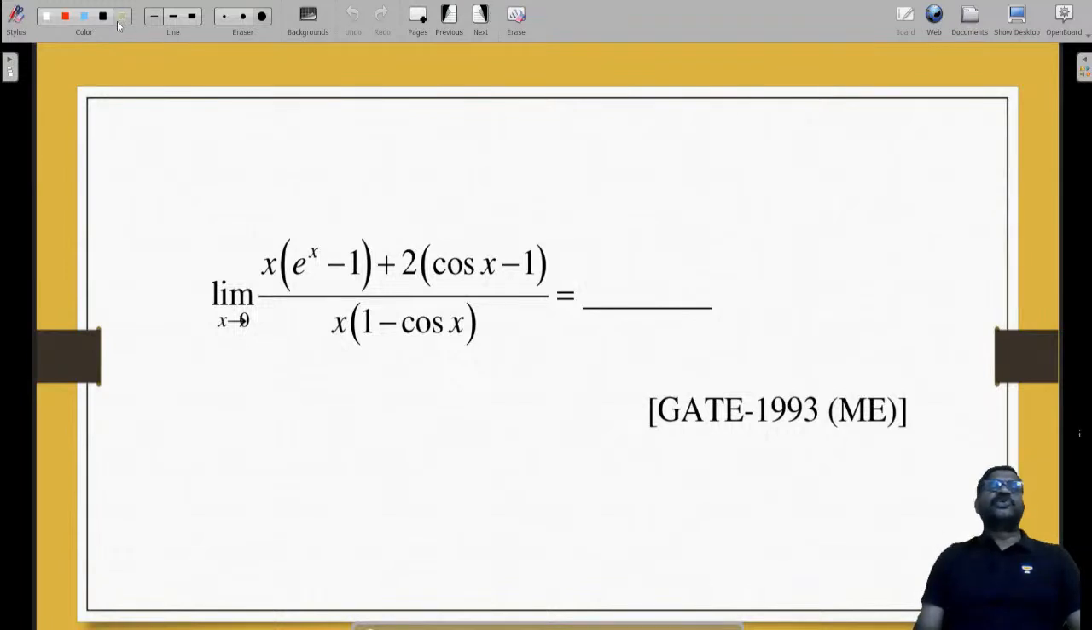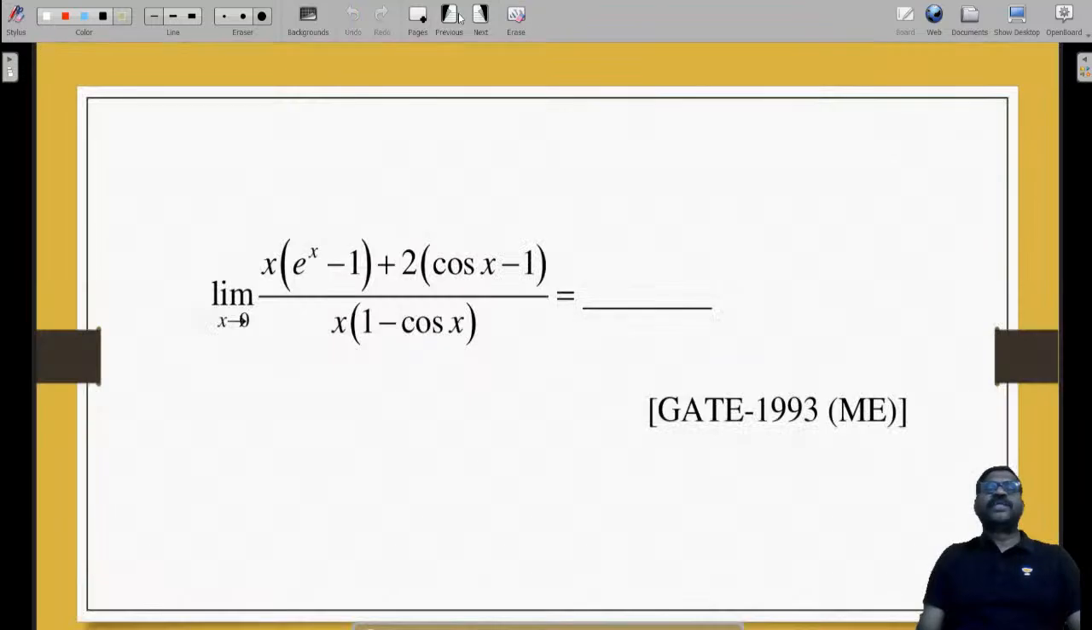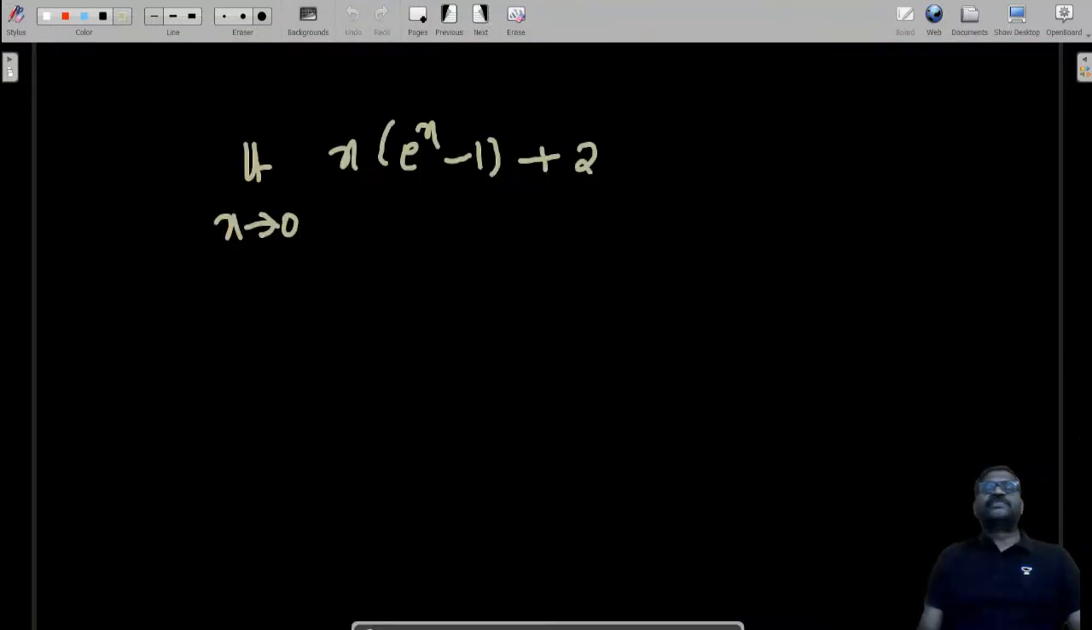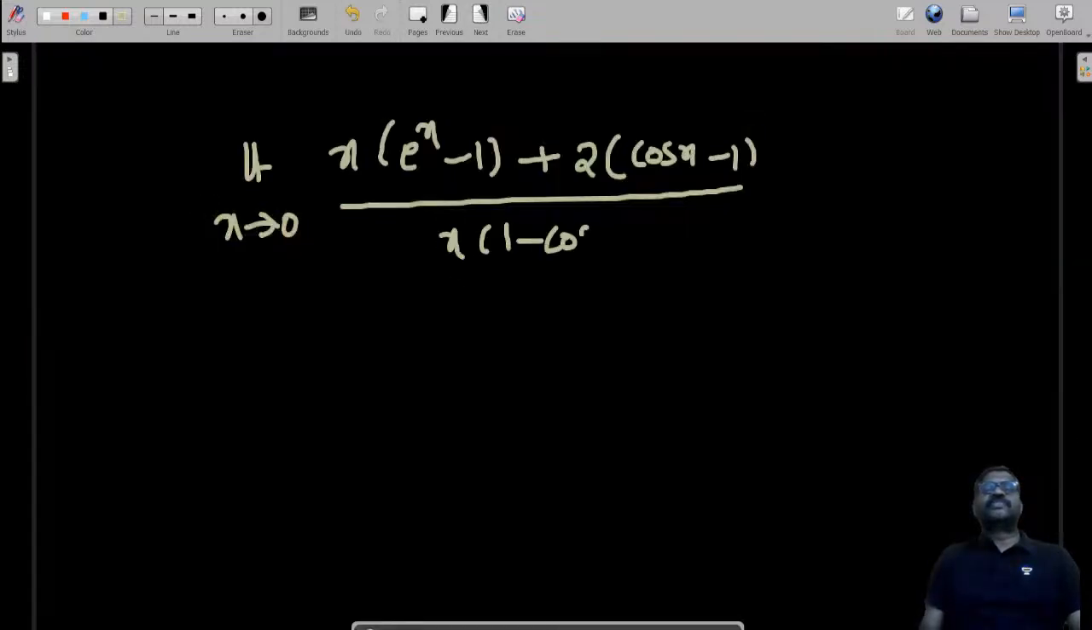Limit x tends to 0 of x into e power x minus 1 plus 2 into cos x minus 1 by x into 1 minus cos x. It is 0 by 0 form. When limit is 0 by 0 form, we have to apply L'Hospital rule.